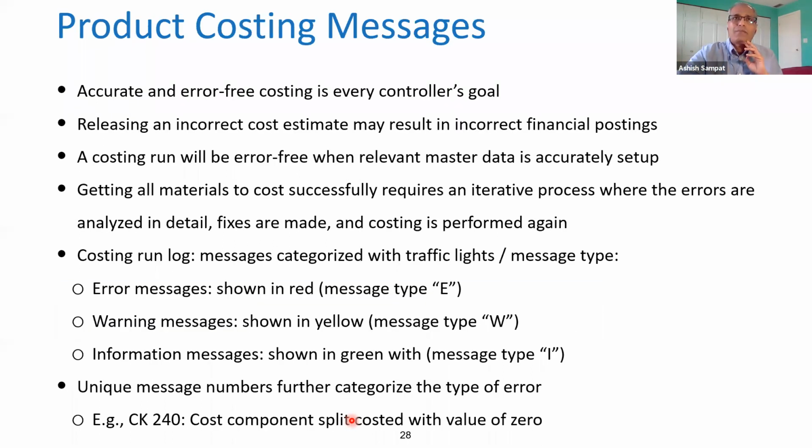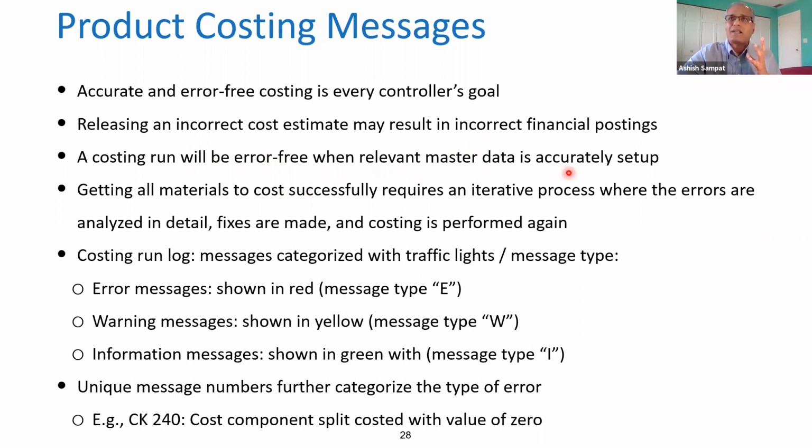So again, to give a little background, getting an accurate, error-free costing is every controller's goal, right? Why? Because the more accurate the cost, the better the forecasting on the actual side. The variance is minimal, or it's kind of known, and that's where we want to have an error-free, accurate costing. So you remember, we have to have a correct cost estimate, otherwise you cannot release the cost, so financial postings will not be correct. So how do we ensure a costing run is error free?